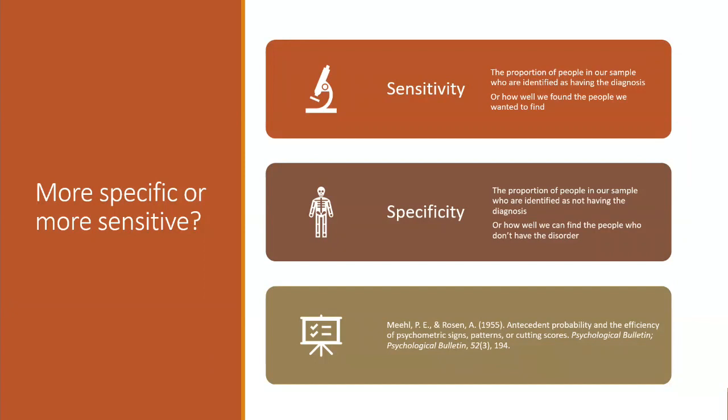So when we're talking about testing, we're going to be talking about sensitivity and specificity. Sensitivity is how well your test finds people who actually have the problem or have the disease. So we're finding people who are true positives. Specificity, on the other hand, is how well we're finding people who don't have the problem. So they're true negatives, people who actually don't have the disease.